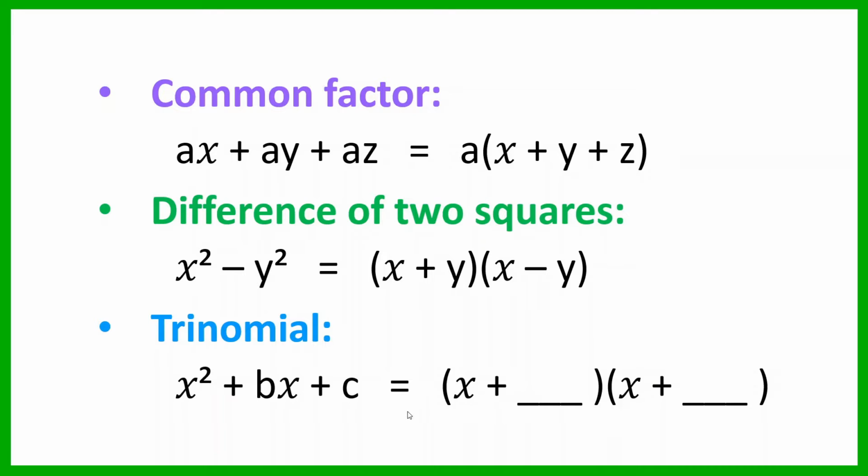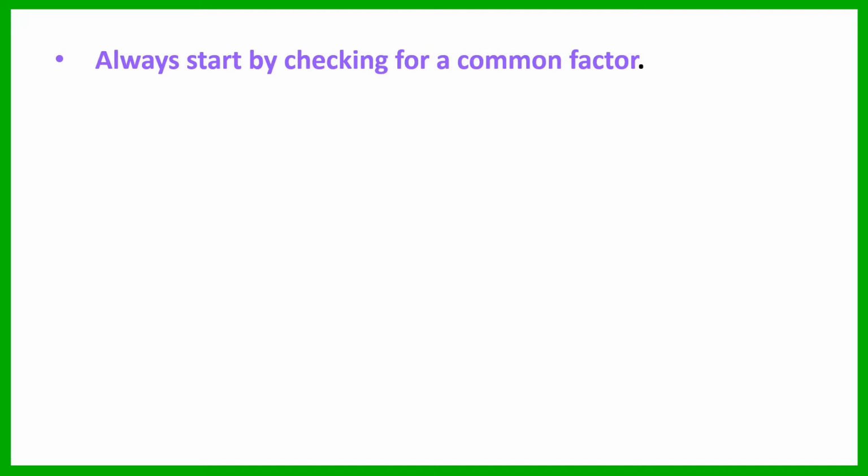Okay, so let's go and have a look at how we factorize expressions that have mixed factorization. So the first thing you're always going to do is look for a common factor. That's the first step when you're factorizing, you check for a common factor. Okay, if there is a common factor, you need to factor it out first.